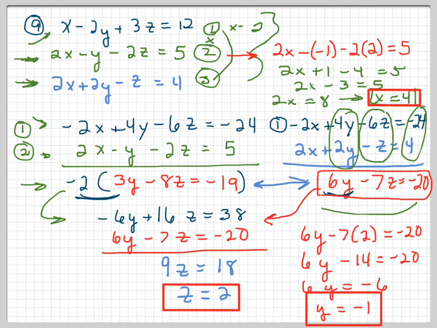And so my final solution, my ordered triplet, let's see if we can find some obnoxious color so you can really see what it is. Spin this thing. I don't have very many obnoxious colors apparently. But we'll try that. Our final answer is the ordered triplet x, y, z: 4, negative 1, and 2. Okay? So that's problem number 9.